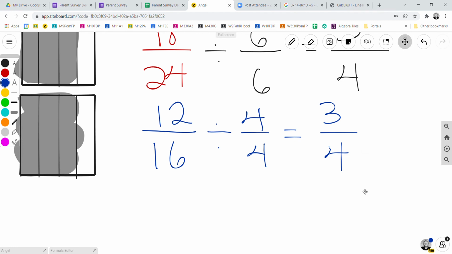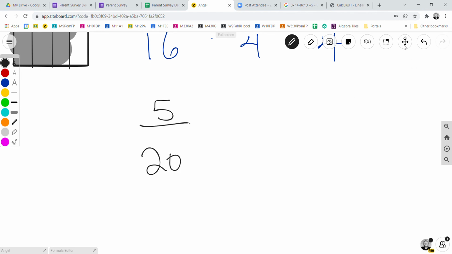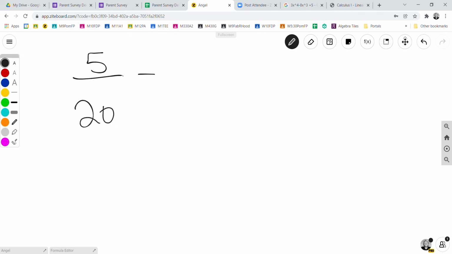I'm going to do one more. I'm doing the back of 12b. They have 5/20 and they didn't draw a picture. Well, that's okay. 5/20. And I have to ask myself, what can 5 and 20 divide by? Well, 5 can only divide by 5. There isn't anything else. And 20 can too.